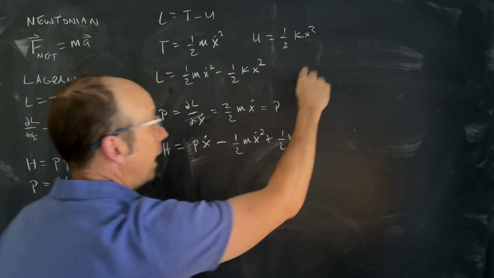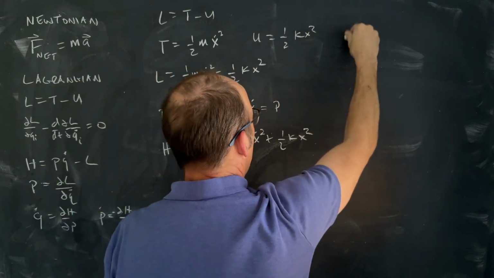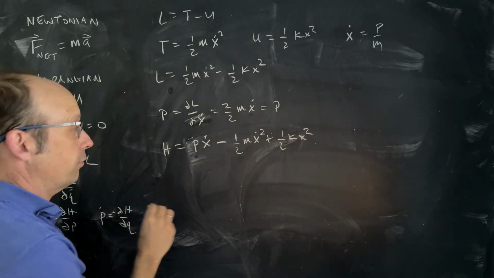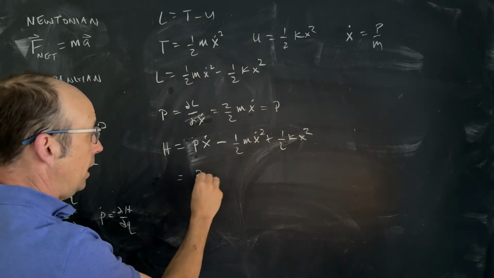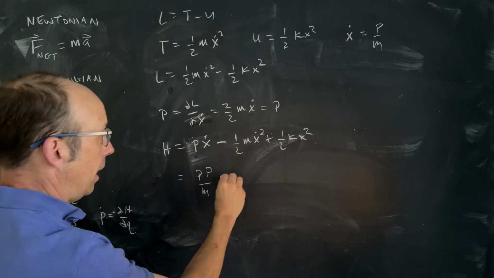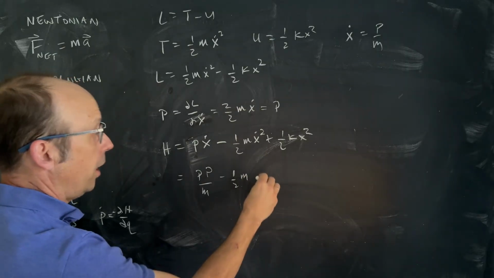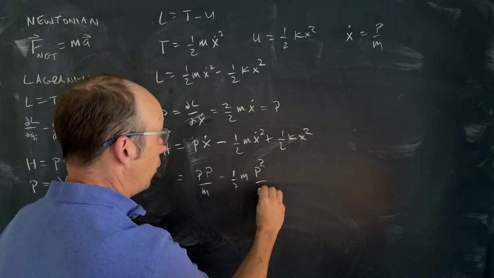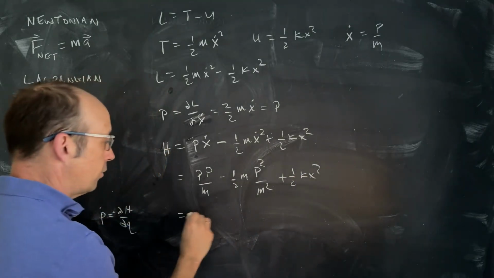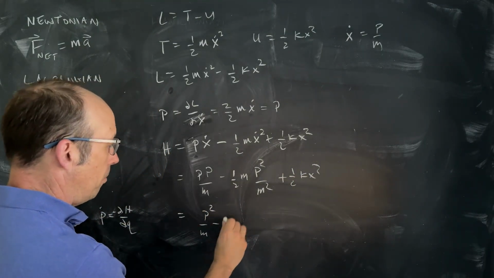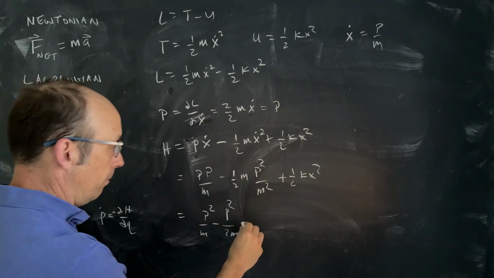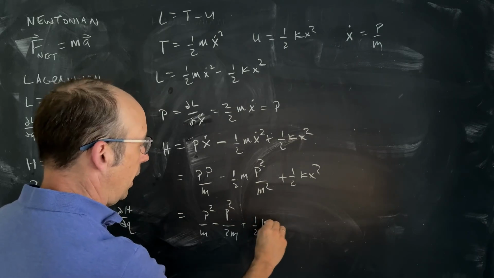So up here, I'm going to do this a long way. X dot is equal to p over m. So down here, I'm just going to replace my x dots with p over m's. So p x dot is going to be p over m. And then I have minus 1/2 m x dot squared, which is p squared over m squared, and then I have plus 1/2 k x squared. So this is p squared over m minus p squared over 2m, right? Because I have p squared over 2m plus 1/2 k x squared.